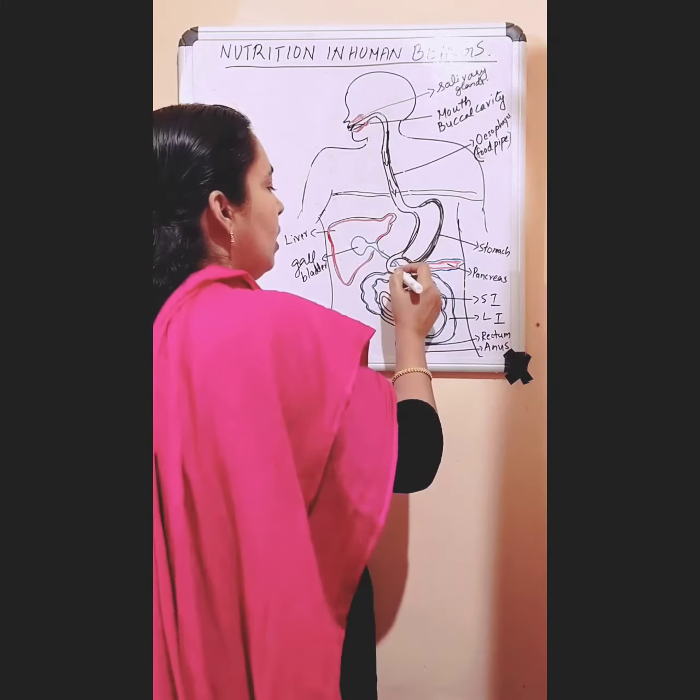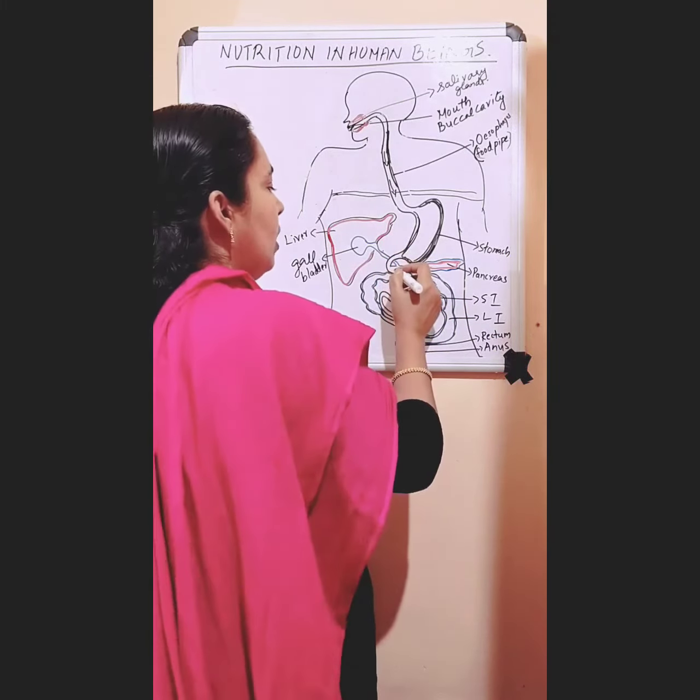It is a long tube of about 6.5 meters long. Even if it is the longest part, it is named as small intestine because it is a narrow tube. So it is given the name small intestine. Okay, and the length of this small intestine varies in different organisms based on the type of food they eat.